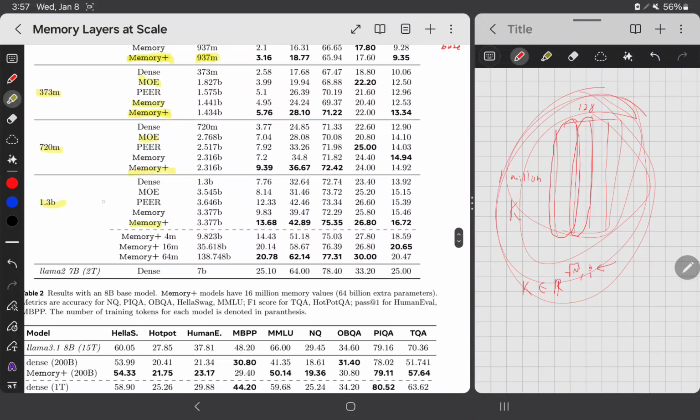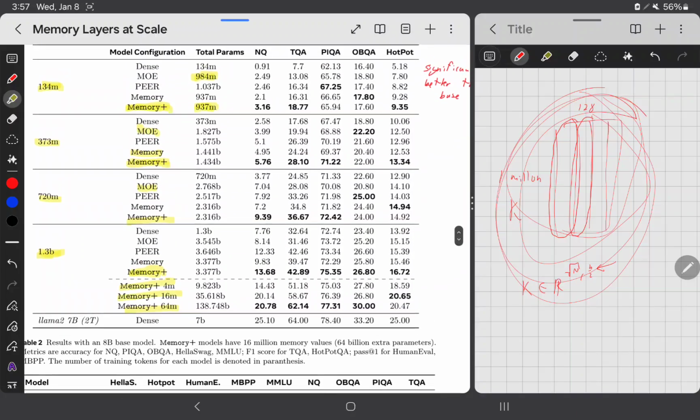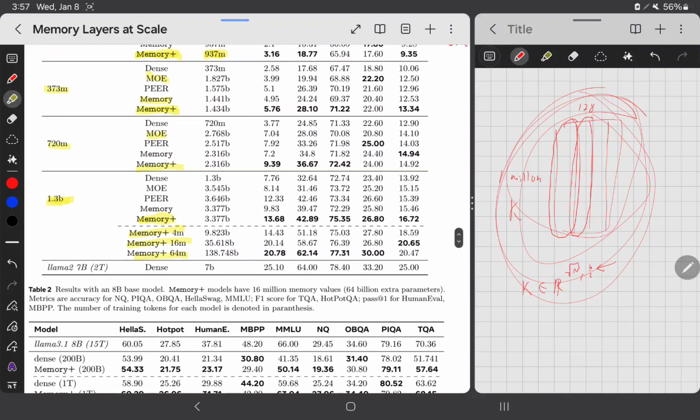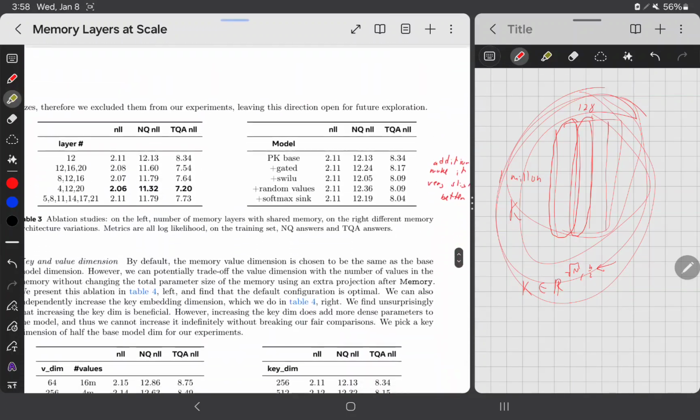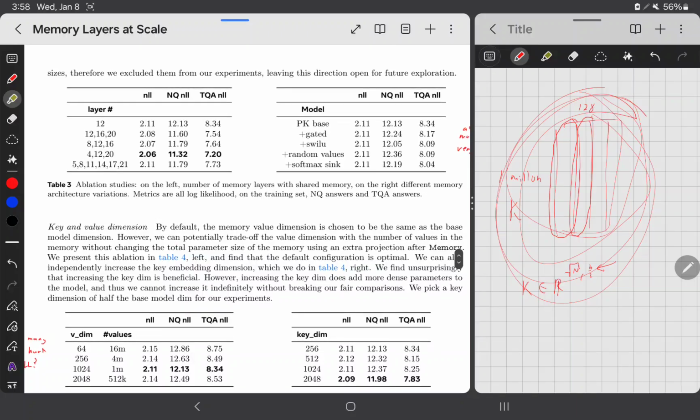And here, they look at the 1.3 billion parameter case, and they say, well, what if we increase the number of parameters in the memory? And as you increase it, it does better on the benchmarks, as you would expect. So, yeah, good benchmarks as with every paper.